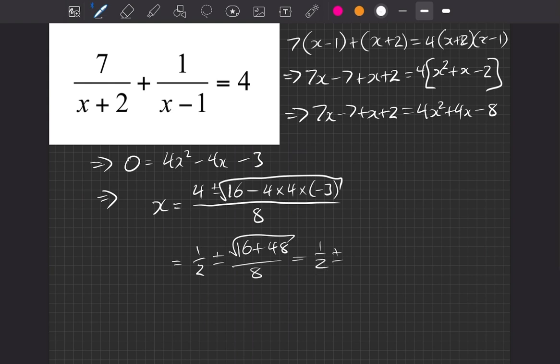Now 16 plus 48 gives us 64. And when we square root that, we get 8. So what we have here is 8 over 8, which is just the same as 1. So if we add 1, we get this is going to be 3 over 2. And if we take 1, it's going to be minus 1 over 2.